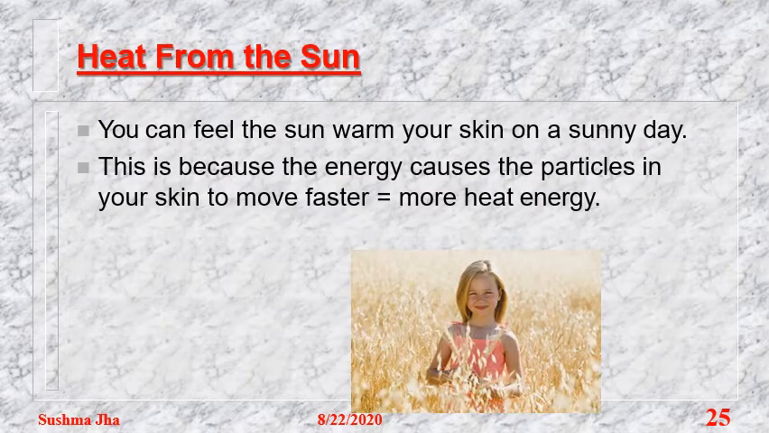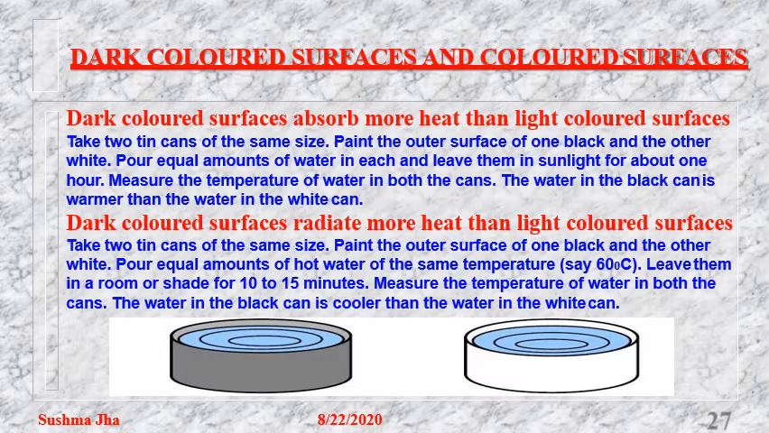Now, heat from the sun. We all can feel the warmness on our skin on a sunny day. This is because the energy causes the particles in your skin to move faster and we can feel more heat energy. Now we can do one interesting activity, dark colored surfaces and light colored surfaces. Dark colored surfaces absorb more heat than light colored surfaces. You all have heard this, that dark colors are good absorbers of heat.